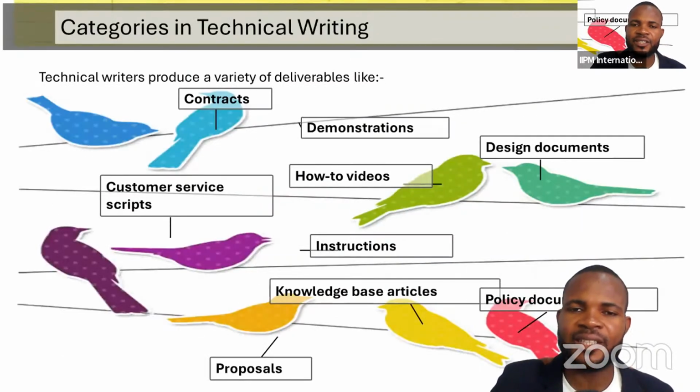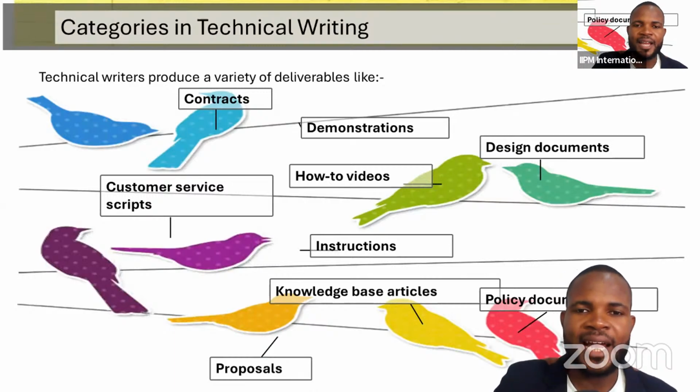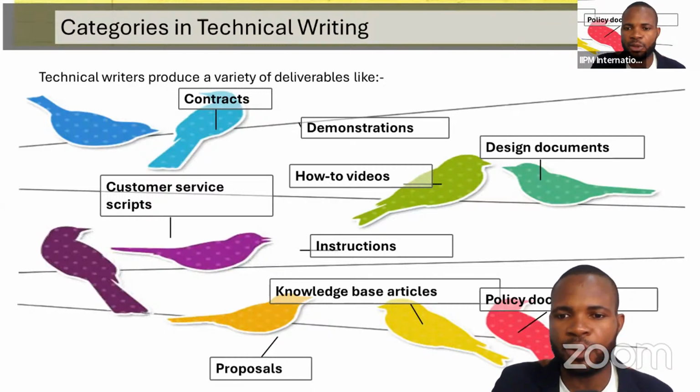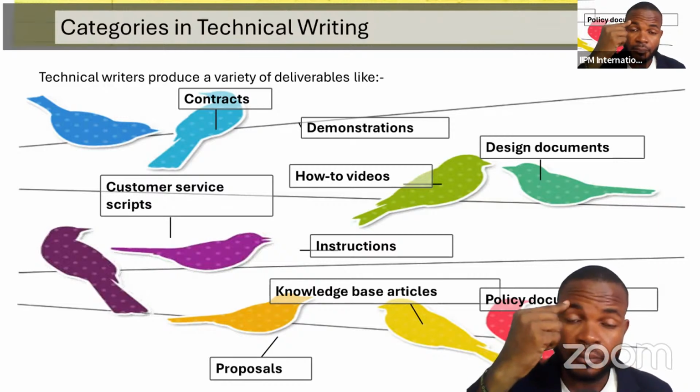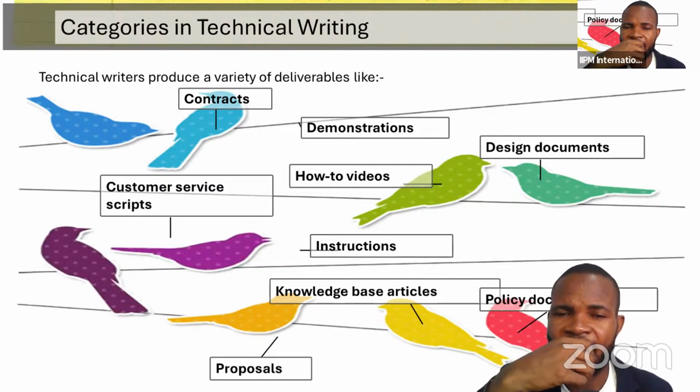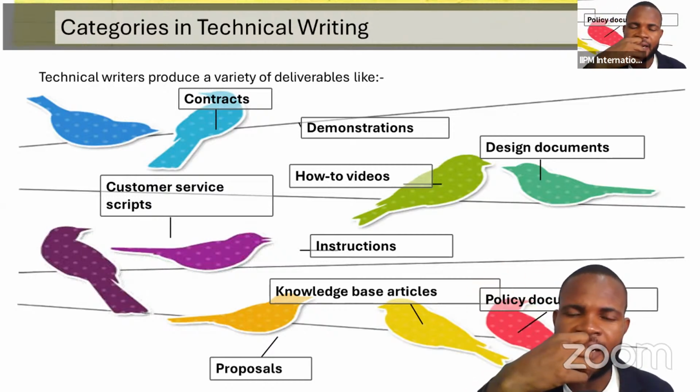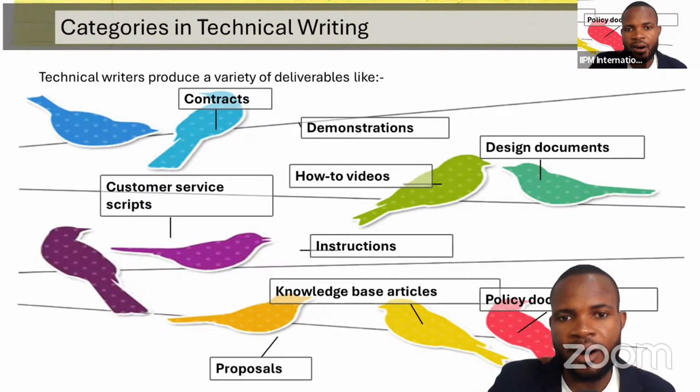Now we have different categories in technical writing. Whether you are writing for contracts, demonstrations, design documents, how-to videos, customer service scripts, instructions, knowledge-based articles, policy documents, proposals, strategy, or HR documentation, no matter what you're writing, we have different categories. If you're a lawyer, maybe you do agreements, deeds of assignment, technical write-ups like a power of attorney, and development of your case also. All these are part of what?